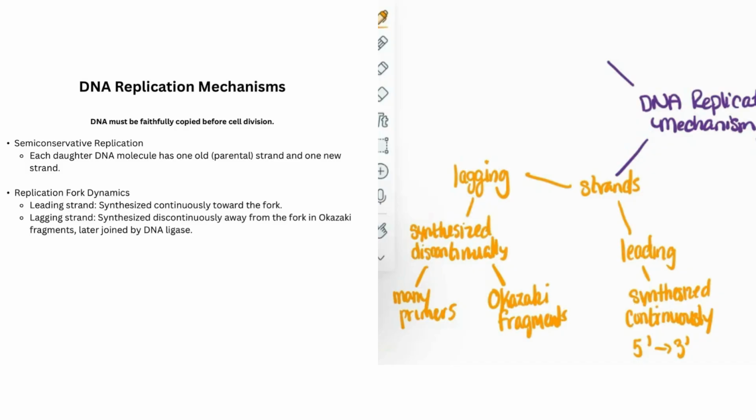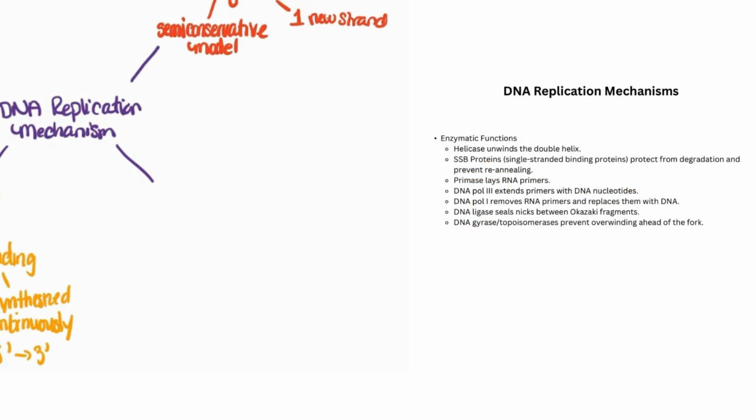The lagging strand is synthesized discontinuously away from the fork in Okazaki fragments, later joined by, like I said, DNA ligase. Our next branch is enzymes. Now, we have a ton of enzymes here that participate. So let's go. We have helicase, and a key word is unwind.